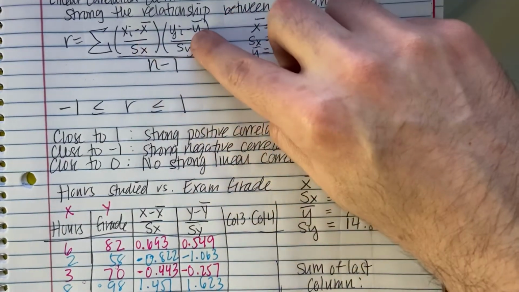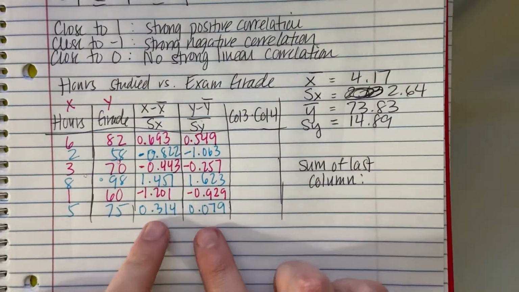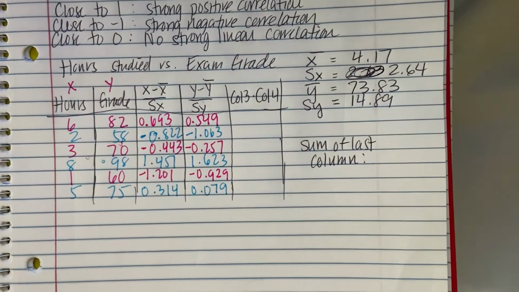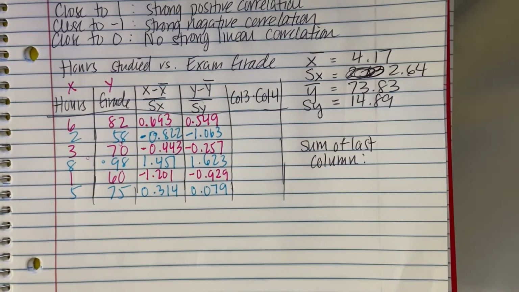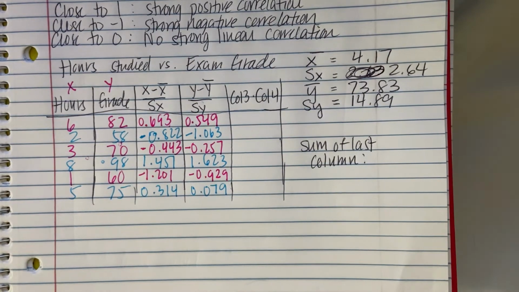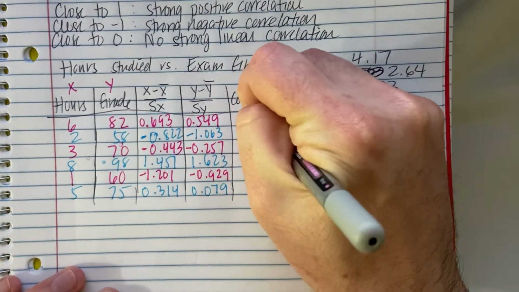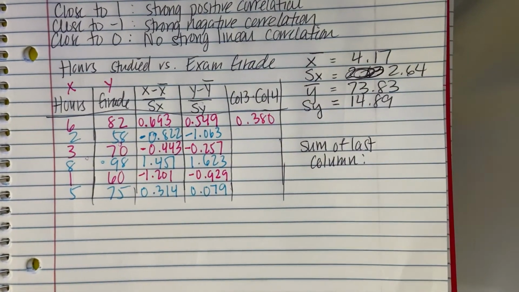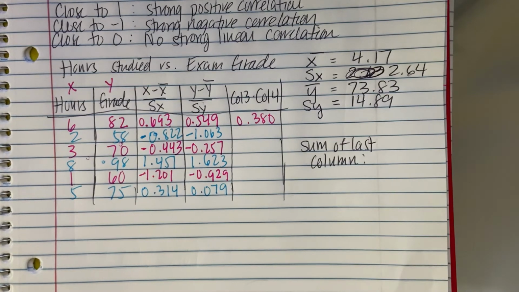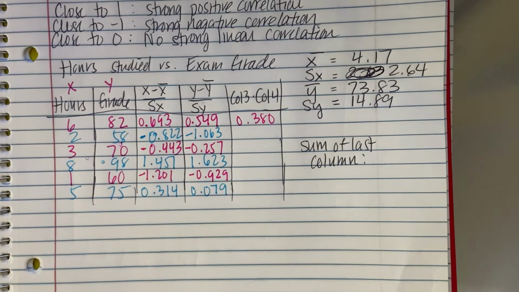Now, according to our formula up at the top, I'm supposed to take whatever value I get for the x's and the y's and multiply them together. So that's column 3 and column 4. For the first one, I have to do 0.693 times 0.549, and I'm going to round this to 3 decimal places as well. This is 0.380. Do the same thing for the next one: negative 0.822 times negative 1.063. We get 0.874.